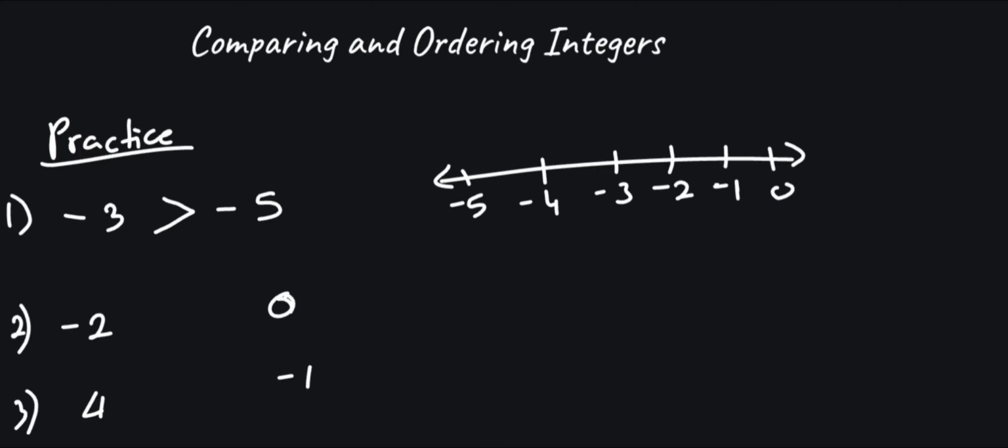So we have that. 0 and negative 2. Negative 2 is to the left of 0. So negative 2 is smaller than 0. So 0 is greater than negative 2. We have negative 1 and 4. 4 is to the right of negative 1. So that means 4 is greater than negative 1. And we have that as our answer. So negative 3 is greater than negative 5. Negative 2 is less than 0. And 4 is greater than negative 1.